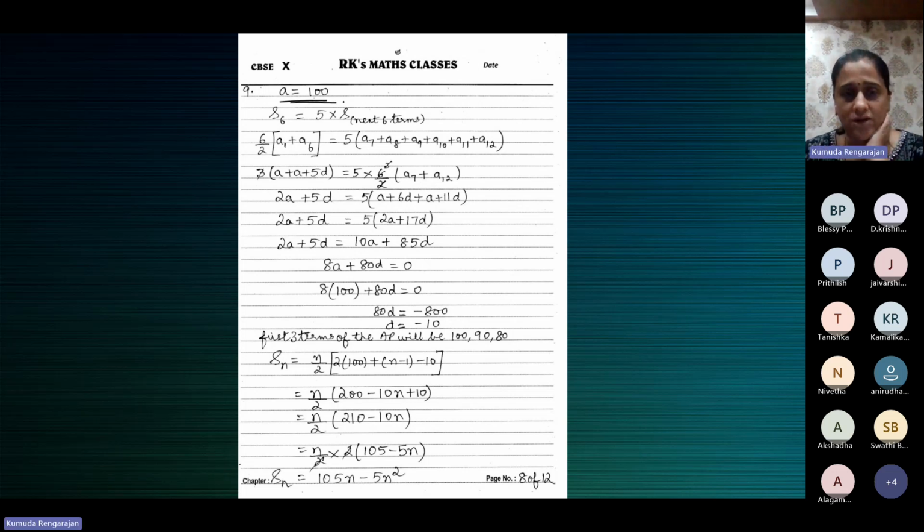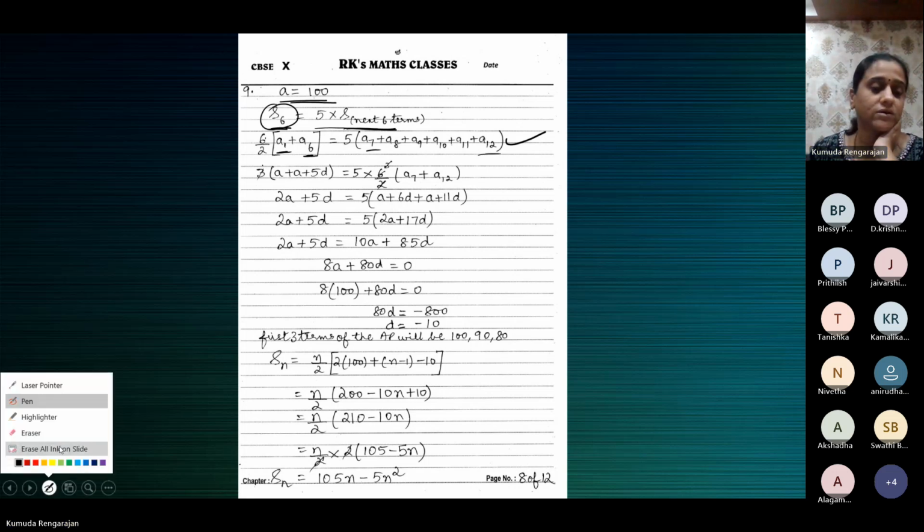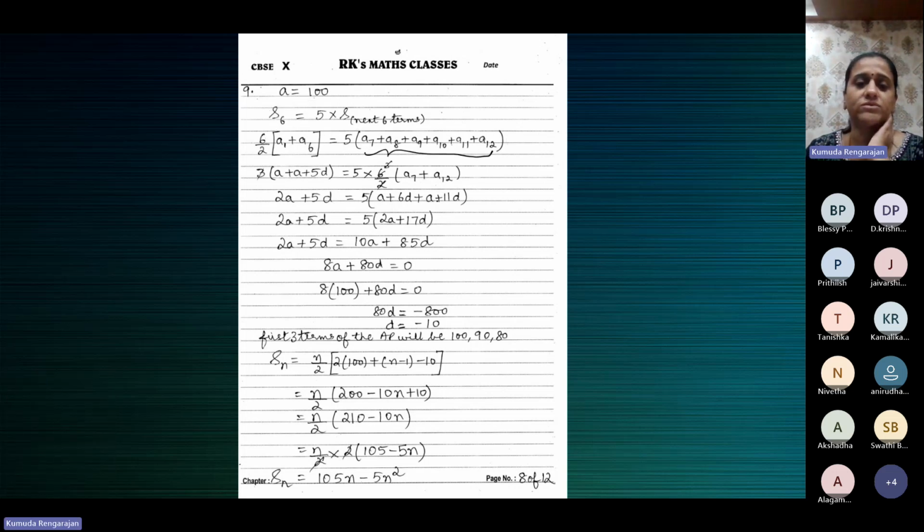So first term is given to be 100. Sum of the first 6 terms is equal to 5 times the sum of the next 6 terms. Please understand this one. Sum of the first 6 terms: n by 2, 6 by 2, of the first term plus the last term, A1 plus A6. 5 into the next 6 terms, A7 to A12. How do you find the sum of these terms? 1, 2, 3, 4, 5, 6 terms. So 6 by 2 of the first term A7 plus the last term A12. That's the formula, n by 2 of the first term plus the last term.